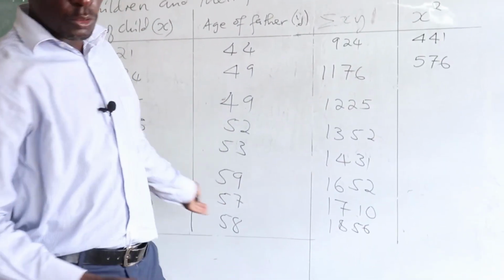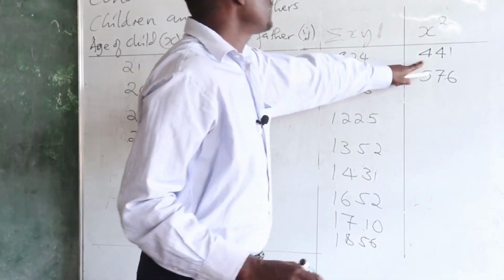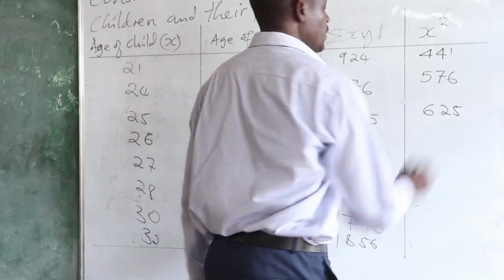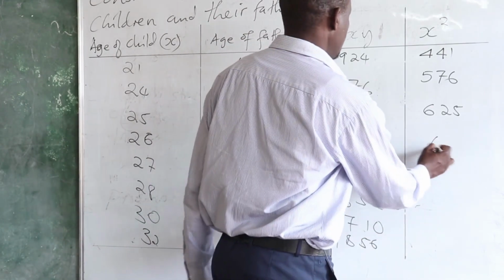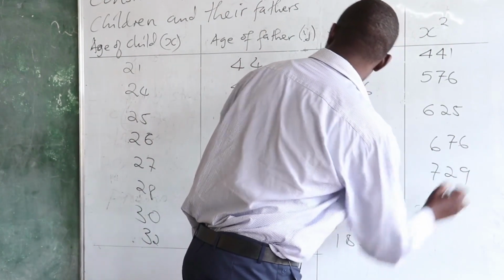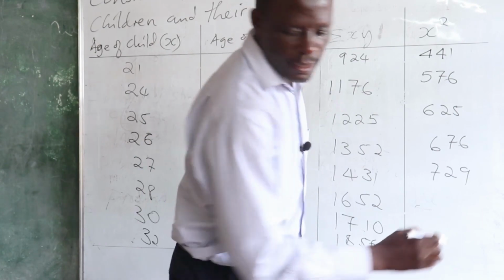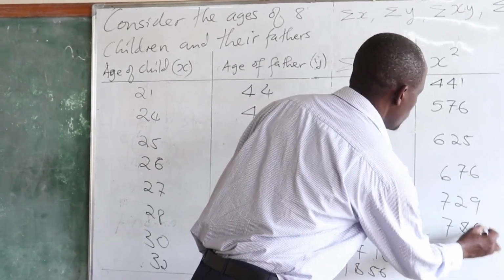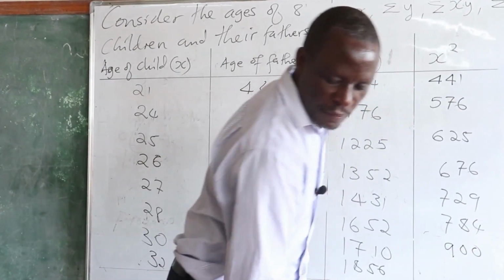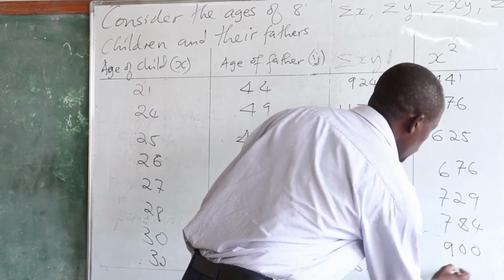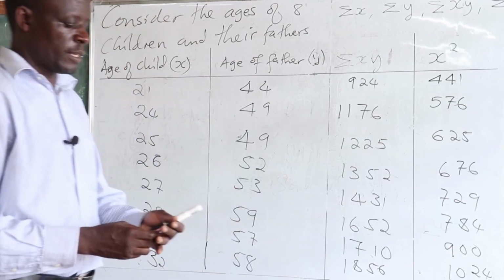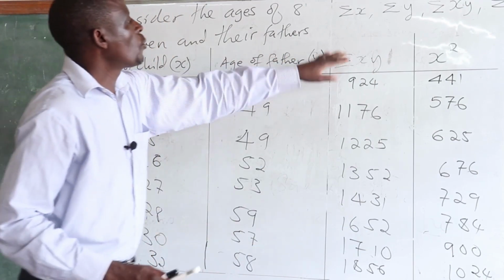While when you are squaring the values of x, you are going to have, as I said, 441, 576, then 625, 676, and 729. 28 squared gives us 784, then 30 squared is 900, and finally 32 squared is 1024.